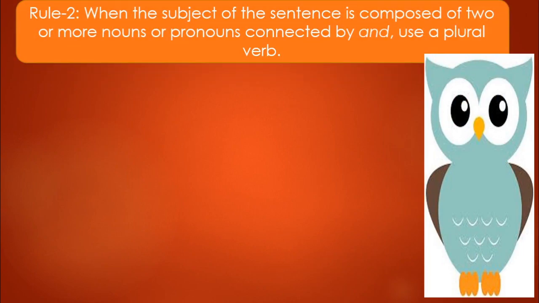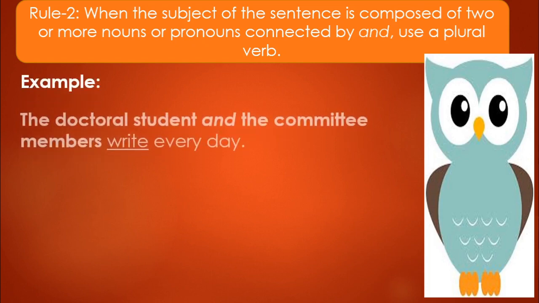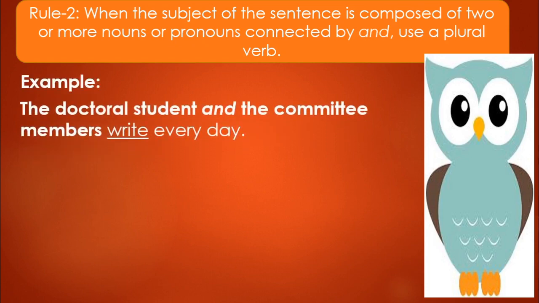Rule number 2 is when the subject of the sentence is composed of two or more nouns or pronouns connected by and, use a plural verb. For example, the doctoral student and the committee members write every day. Here the doctoral student and the committee members, so these phrases are joined with the conjunction and. And here we have a plural verb, write.